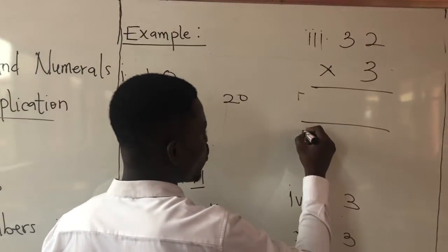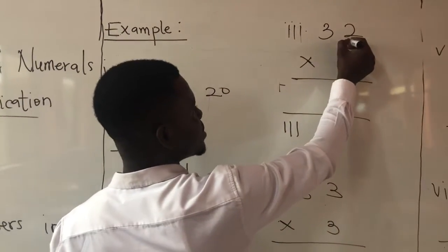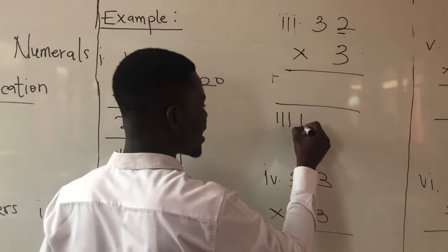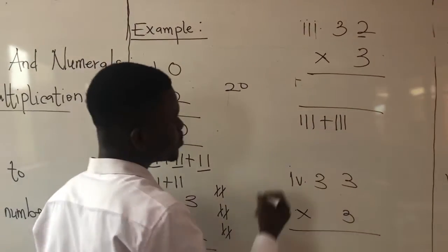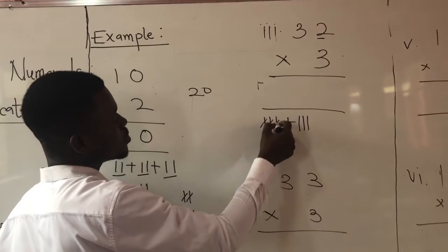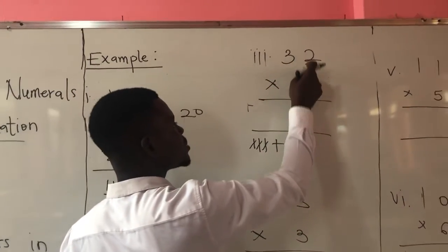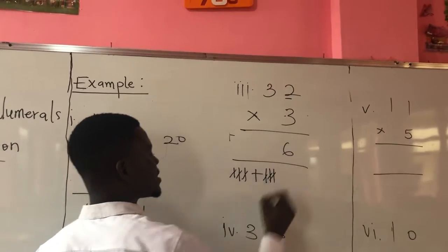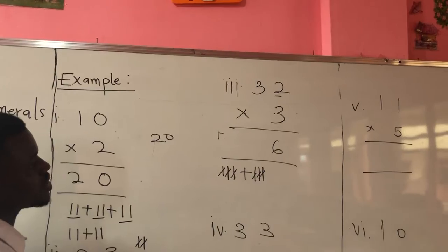We have 3. 1, 2, 3. And how many times are we multiplying it? 2. So we add another one. 1, 2, 3. Let's quickly count. We have 1, 2, 3, 4, 5, 6. So 3 times 2 is what? 6. And always make sure your answer is under what you are multiplying.